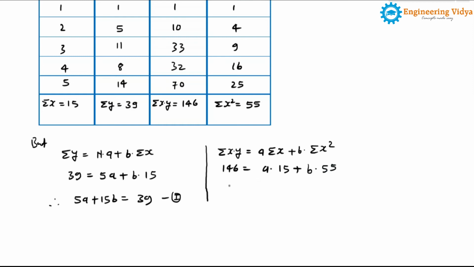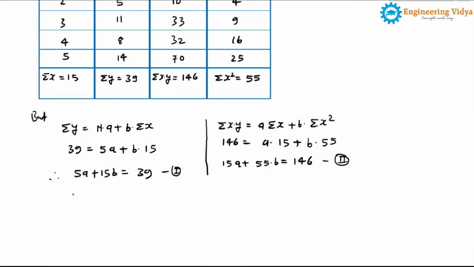Now we'll frame the standard simultaneous equation. Here we get 15 into a plus 55 into b equal to 146, and this is equation number 2. By solving equation 1 and 2, we get the value of small a as well as small b. The value of small a is equal to minus 0.9, and the value of small b is equal to 2.9. So here we have evaluated the values of a and b.